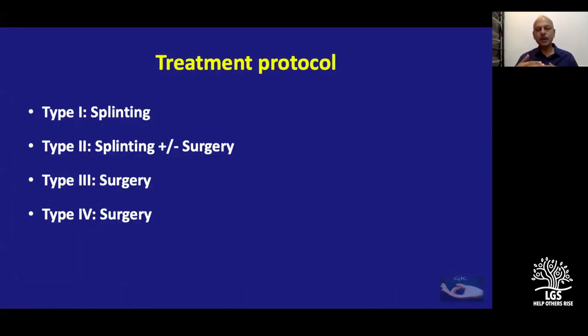Basically, we will go with the decision-making and treatment protocol following the thumb rule that says type 1 injury, splinting. Type 2 injury, splinting with or without surgery. Type 3, surgery. We saw type 3 is an open injury. So type 3 is surgery. Type 1 and 2 are closed injuries. Splinting, if it is type 2 with the laceration of the tendon, you can either do just splinting or it can be added on with surgery. And type 4, where there is a large bony segment, surgery is the primary treatment of choice.